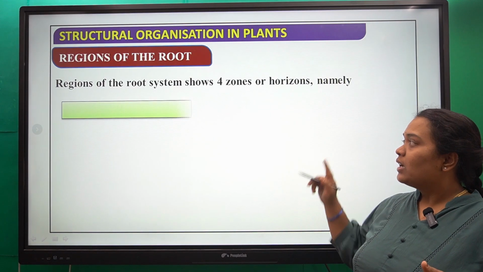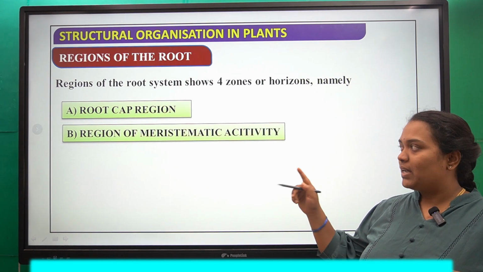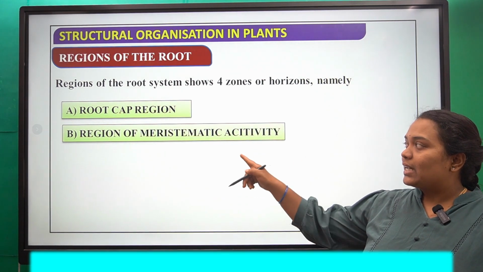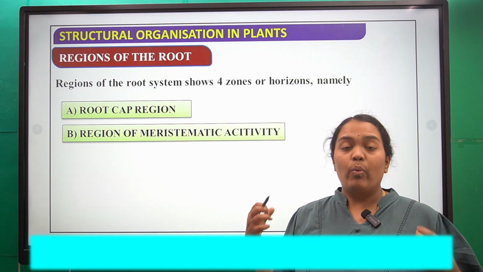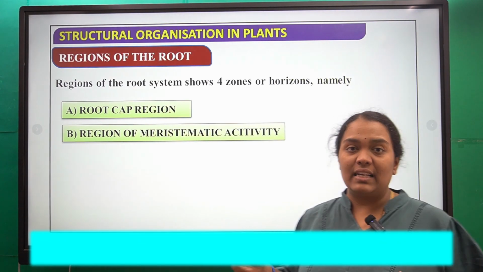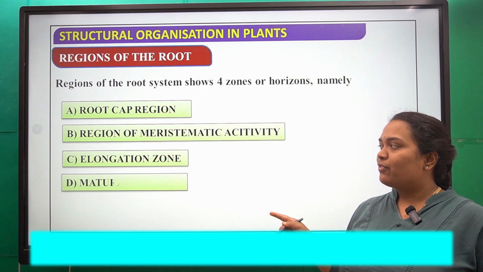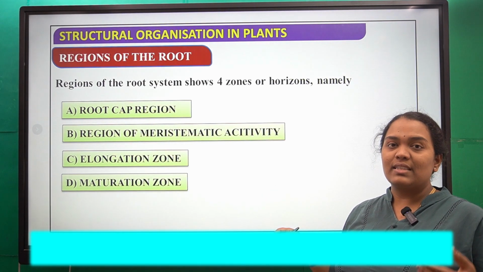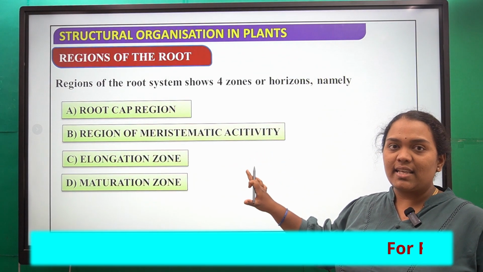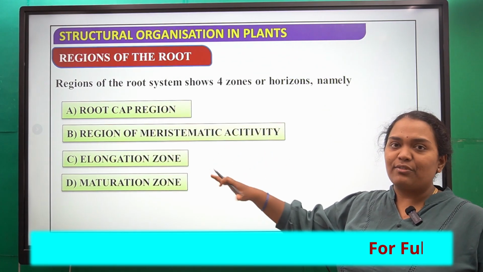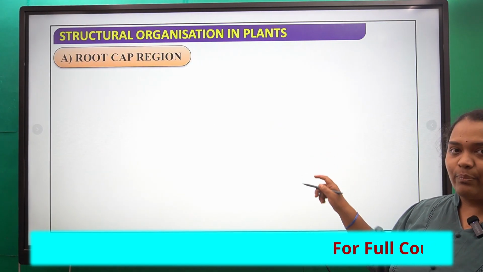There are four zones that are present, that is the root cap region at the base or the tip, the region of meristematic activity. What does meristematic activity mean? Where there is the maximum amount of cell division, then the elongation zone, and finally the maturation zone where the cells are being matured. Please note down these four regions because in your examination they'll ask you to arrange them from tip to the base. So what is the root cap region?